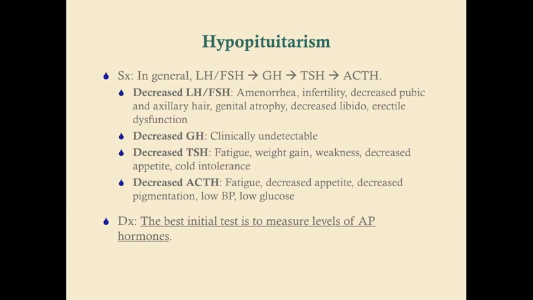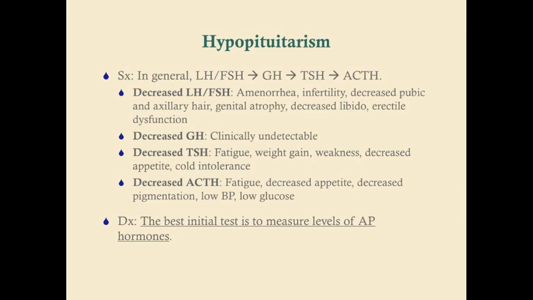So how do we diagnose hypopituitarism? Okay, what are the symptoms? Usually, when a patient has any kind of disease process that's killing off the pituitary, it's going to be the LH and FSH levels that are affected first, then the growth hormone levels, then the thyroid hormone levels, then the ACTH. And these are kind of in order of severity. So a decreased LH and FSH, as we already talked about, can be amenorrhea, infertility, decreased pubic and axillary hair, genital atrophy, decreased libido, and erectile dysfunction.